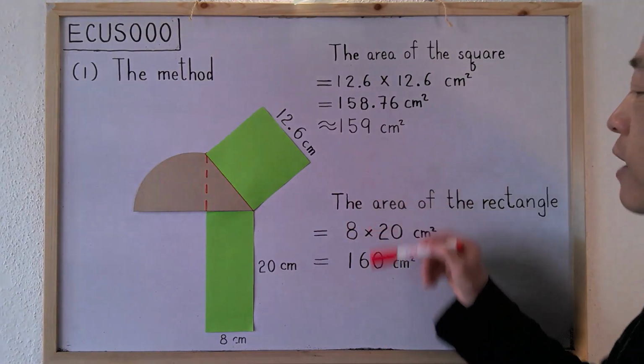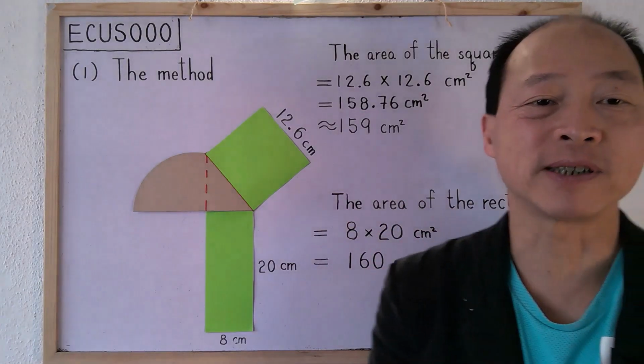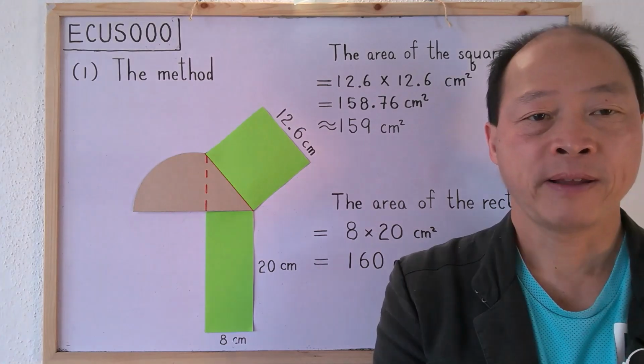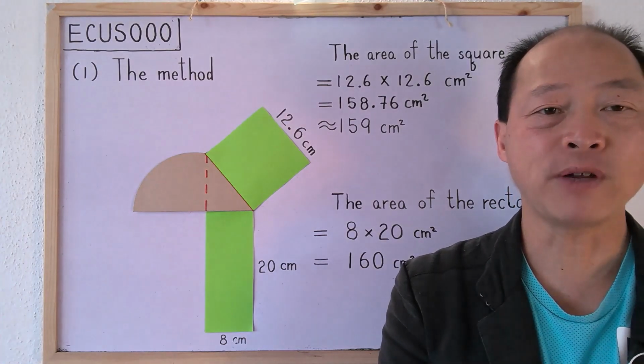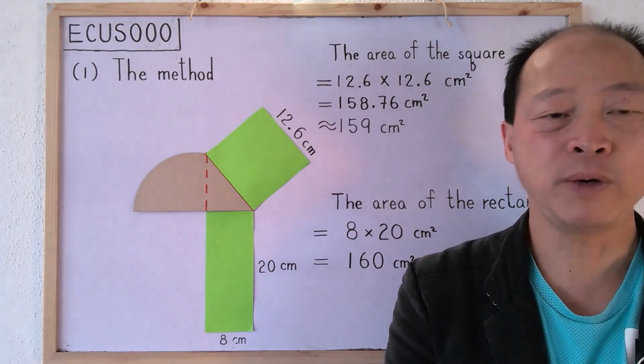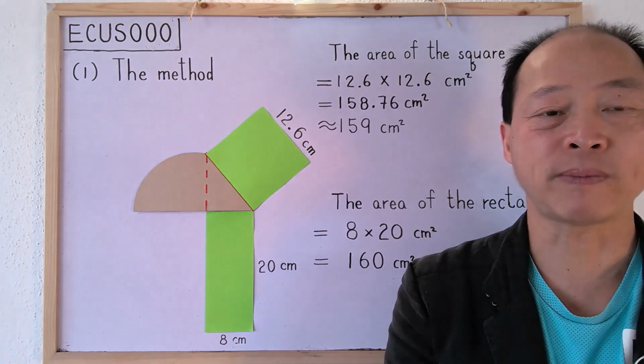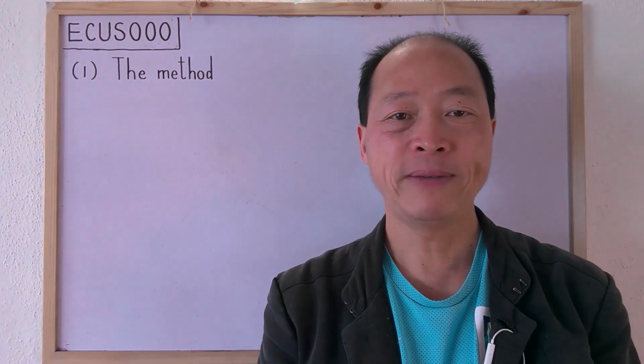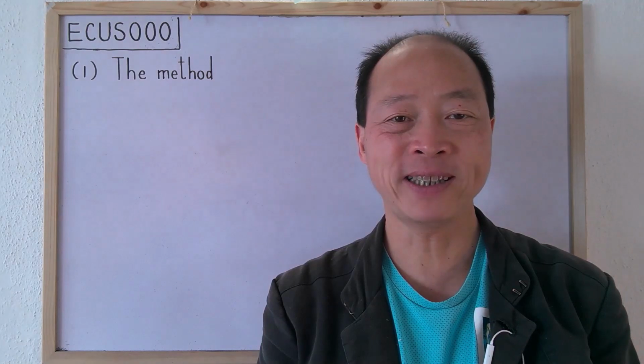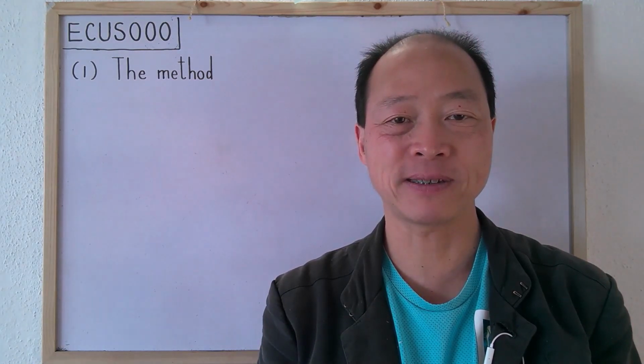The 2 values are very close. The small difference is mainly due to the measurement error. Theoretically, the 2 areas are exactly the same. We will explain it in the second part of this video. Before we move on, let's focus on an interesting aspect of this method.